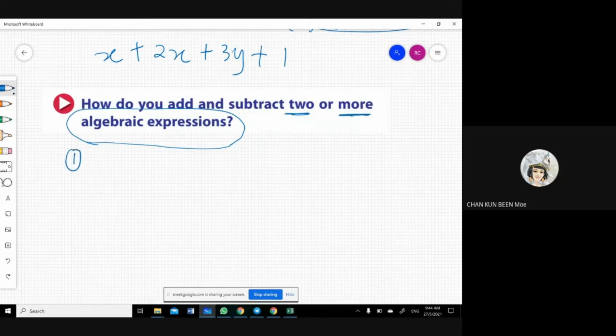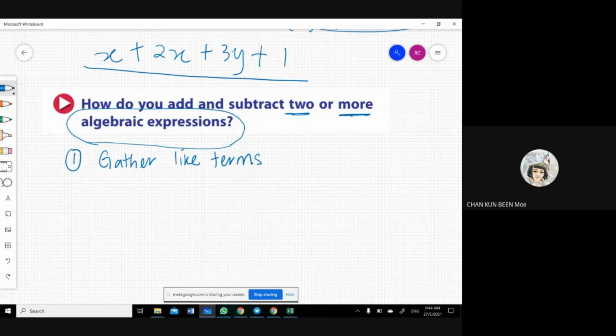First step you need to know, we are going to gather the like terms. Do you know the meaning of gather? Yes. Gather the like terms. Can you tell me what are the like terms here for this expression? Still remember like terms? Like terms means the variables are the same. So from the given, which ones are the like terms? x and 2x. Yes, these are the like terms. So they are actually gathered together already, so we don't have to solve anything.